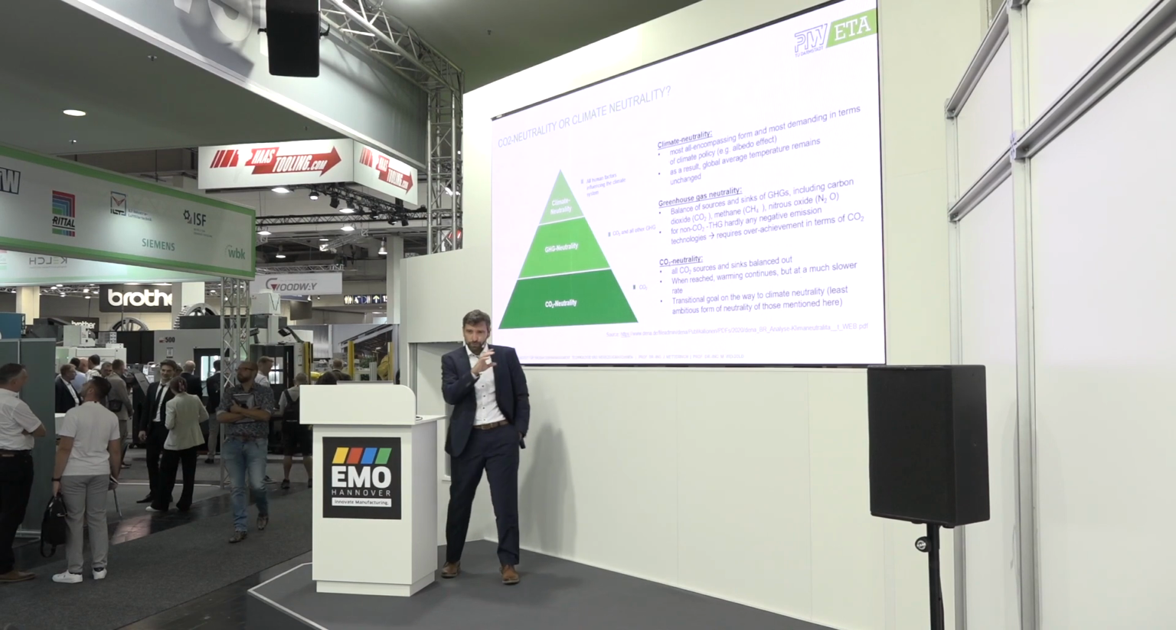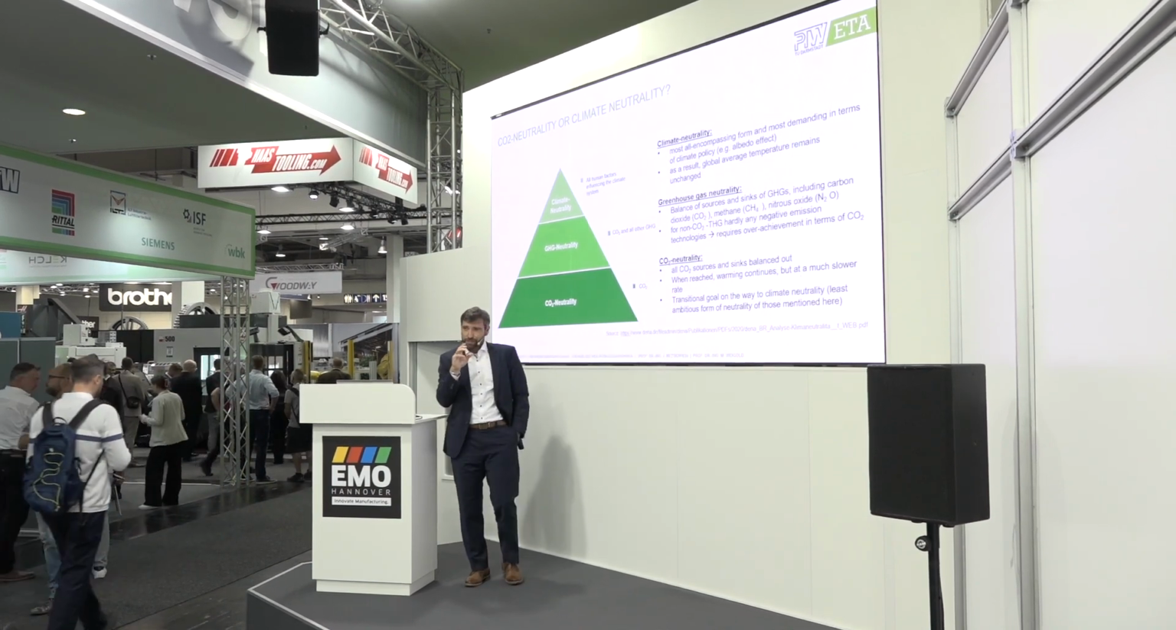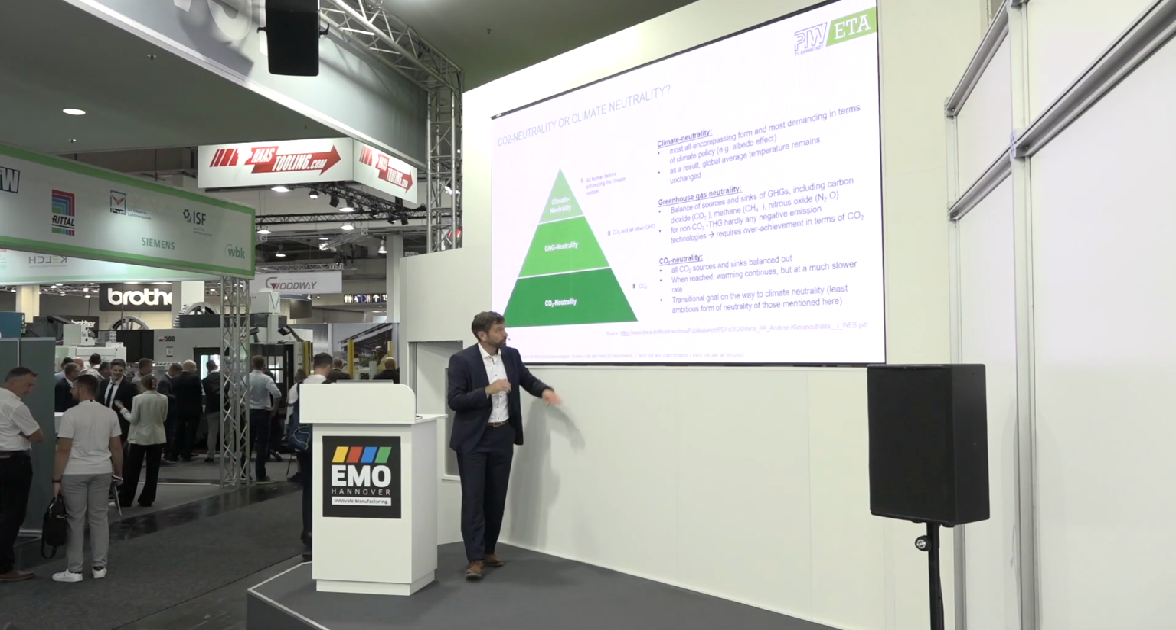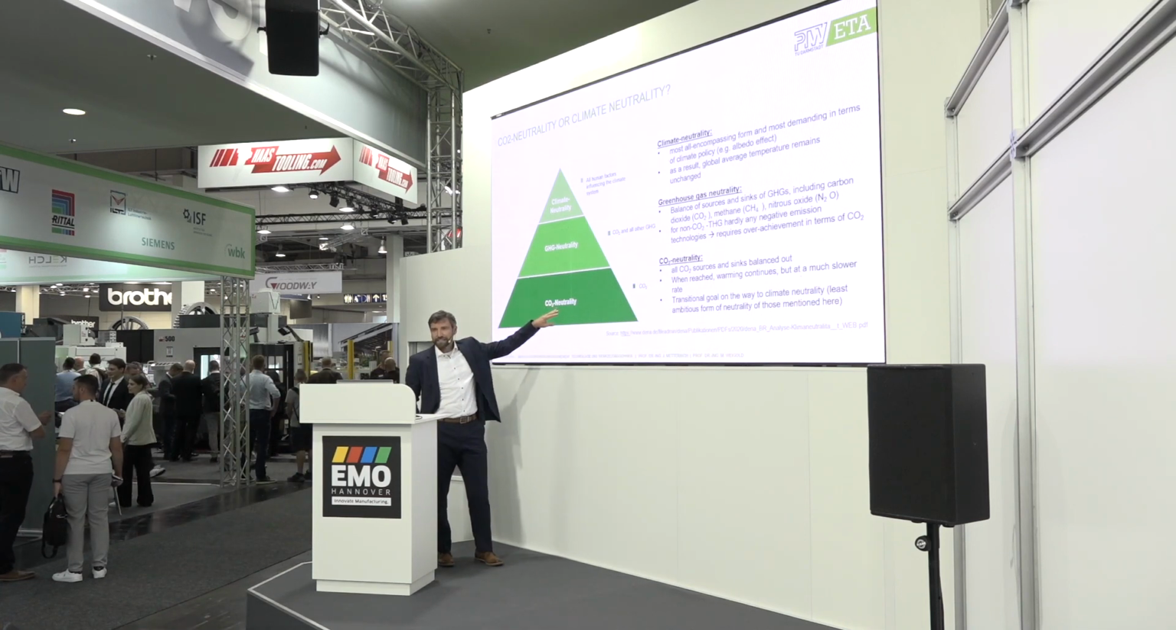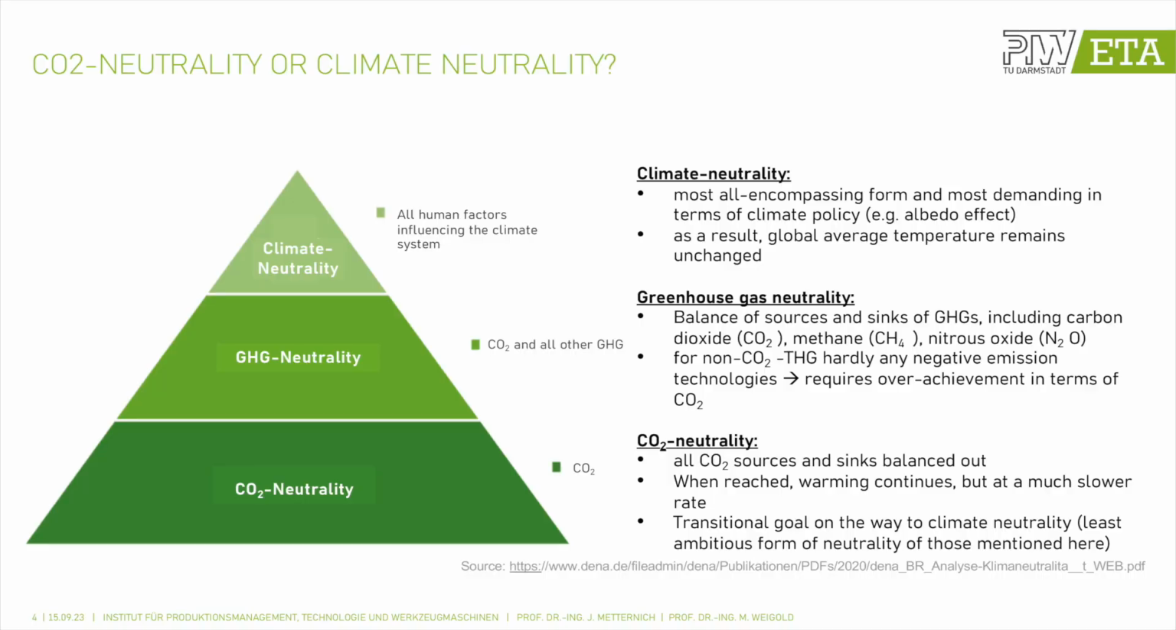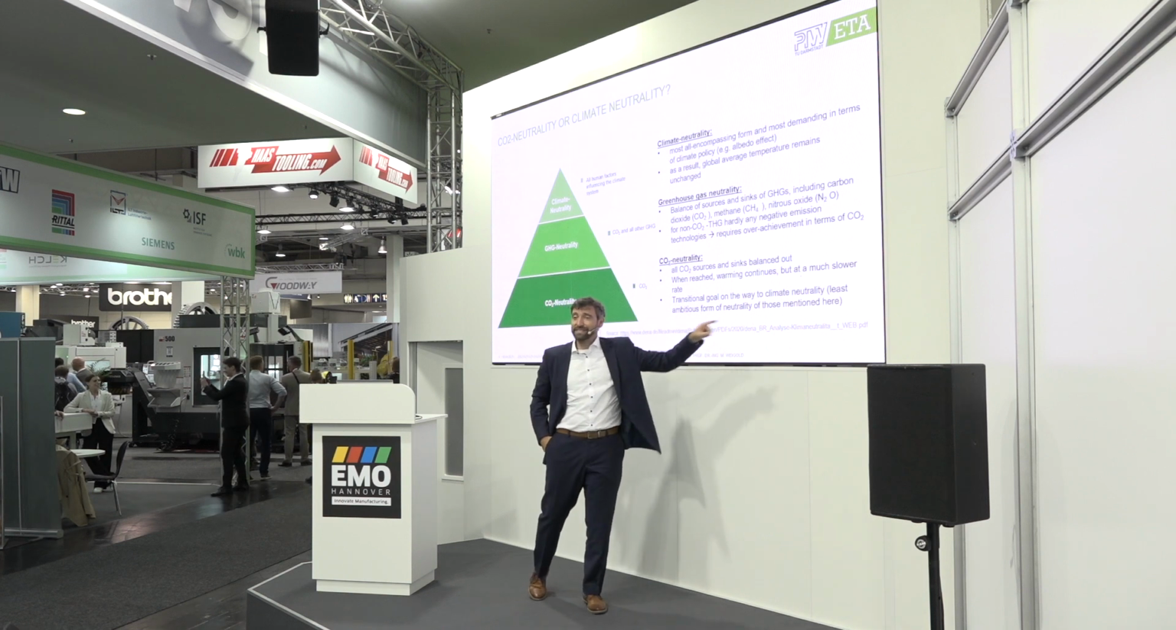So that is the situation in Germany, and the title is Towards a Climate Neutral Production. At the beginning, I also want to raise and explain the different wordings. We always start explaining CO2 neutrality. CO2 neutrality means all sources and sinks are balanced. That is CO2 neutrality. The sad side of the story is that if we reach CO2 neutrality, the global warming still proceeds.